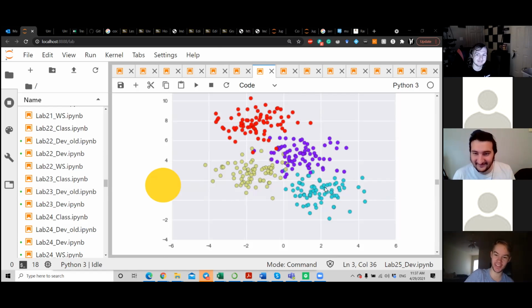What color is this one? Saturated teal. Fine. Shall we just call it blue? Yeah, okay, it's blue.